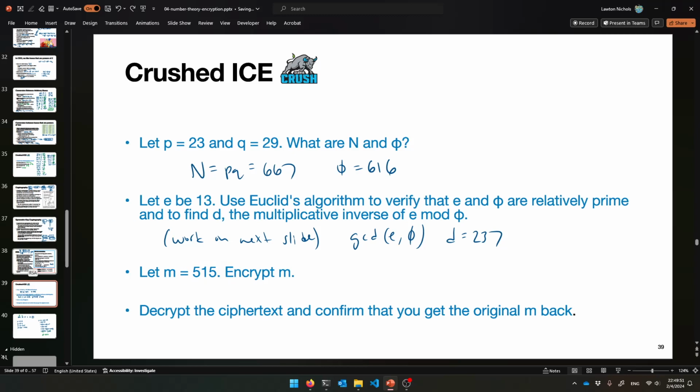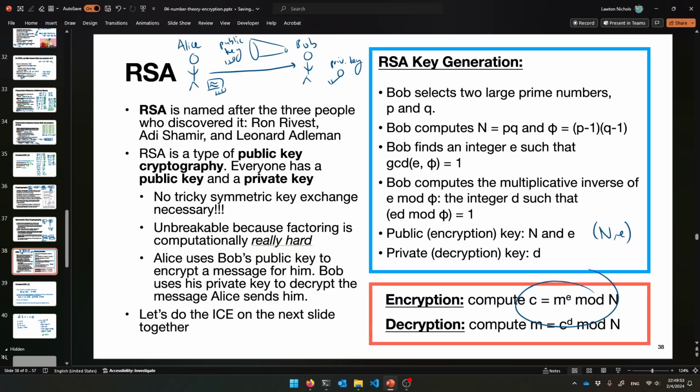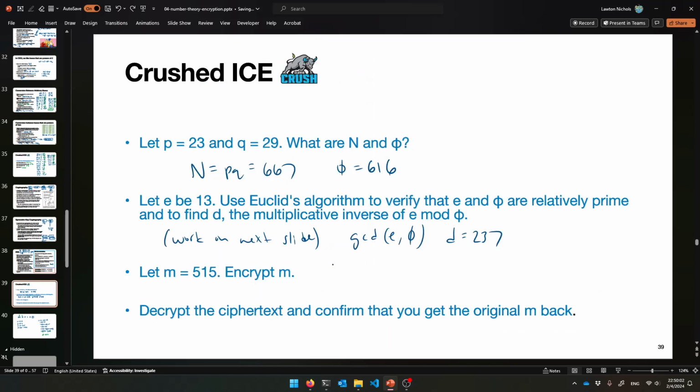So let's encrypt 515 to compute the ciphertext. Our ciphertext is equal to our message to the power of E mod N, because we got the public key. We can use the N and the E to encrypt the message. Anybody gets to see those. So ciphertext is equal to M to the E mod N. So that's 515 to the 13th power mod N, which is 667.